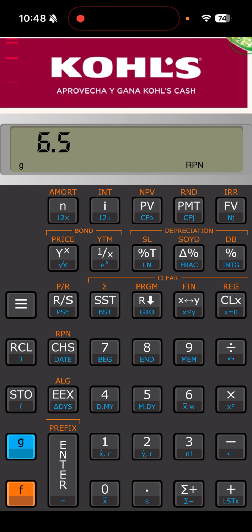6.5 G I, 30 G N. Remember, because interest compounds monthly and you're paying a monthly payment, it's not one year. You're not making a payment once a year. You're making a payment once a month. Okay. And then the payment is 25, 28, 27.